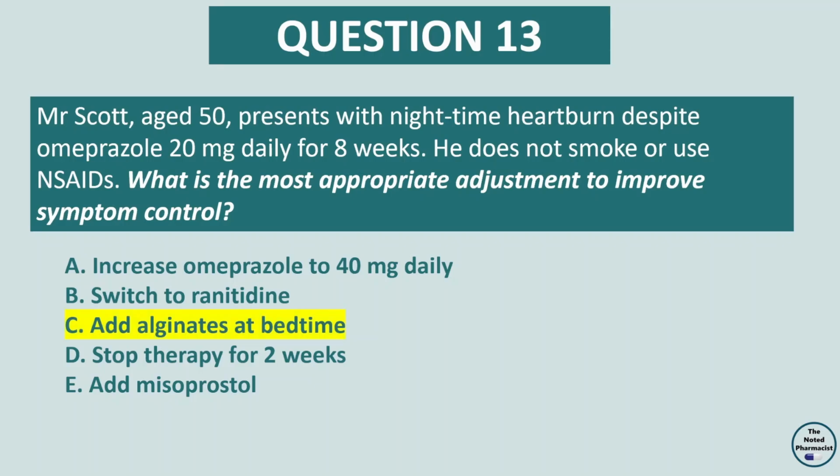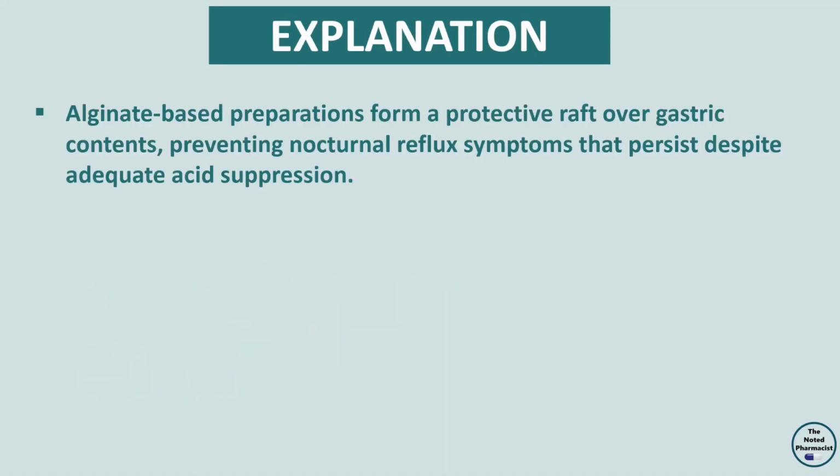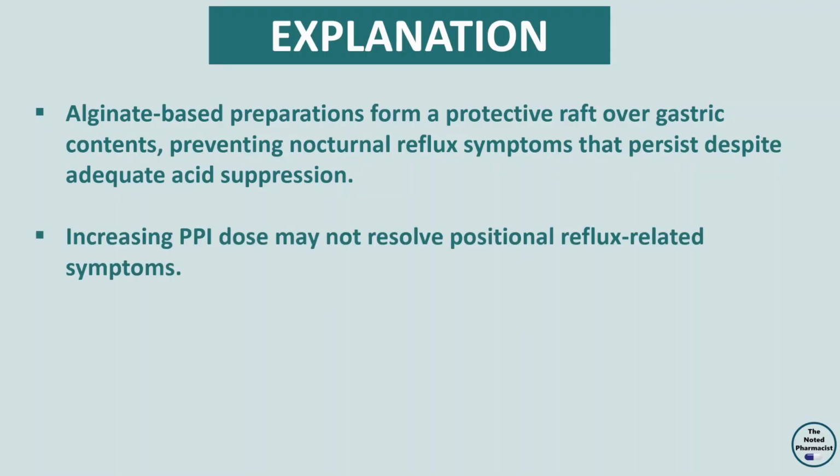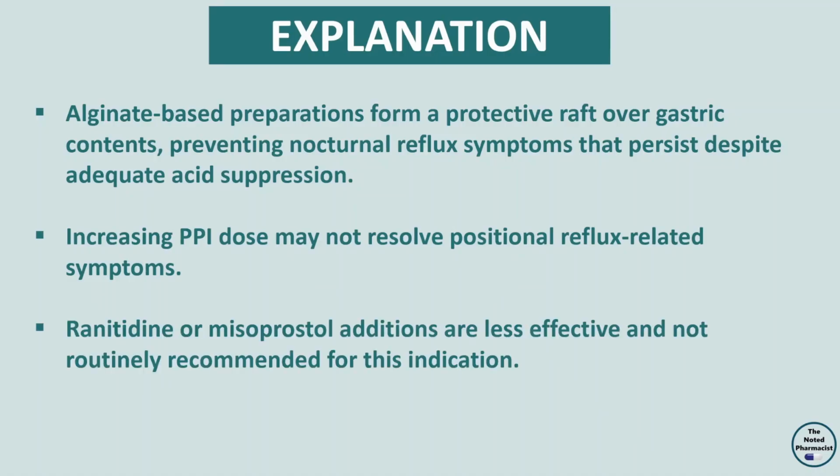The correct answer is option C, add alginates at bedtime. The reason is that alginate-based preparations form a protective raft over gastric contents, preventing nocturnal reflux symptoms that persist despite adequate acid suppression. Increasing PPI dose may not resolve positional reflux-related symptoms. Ranitidine or misoprostol additions are less effective and not routinely recommended for this indication.